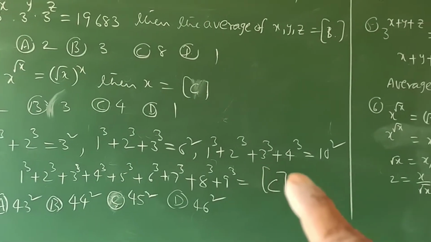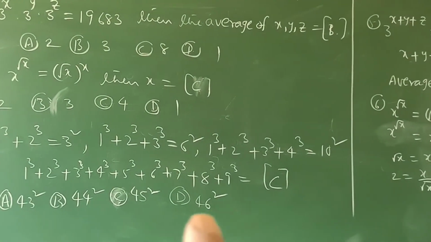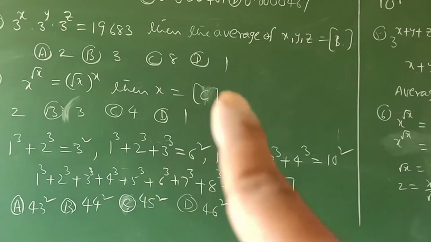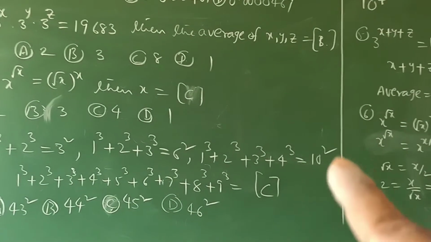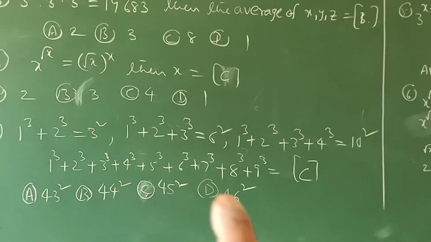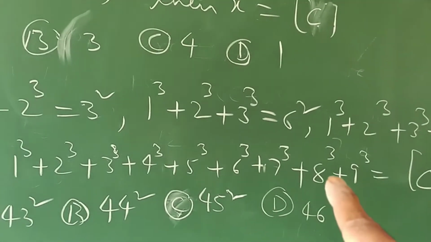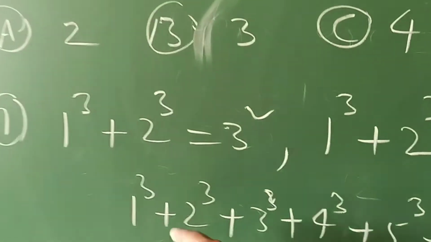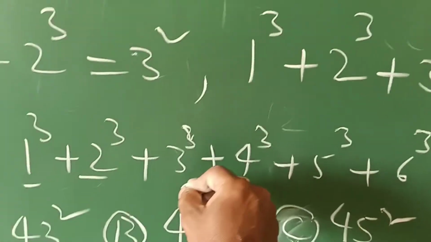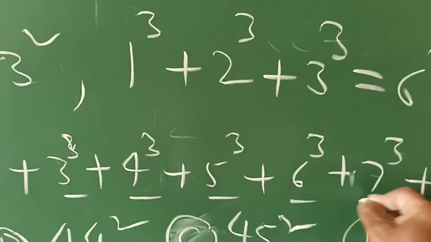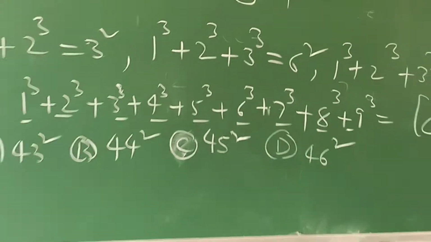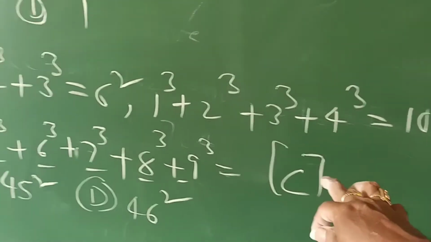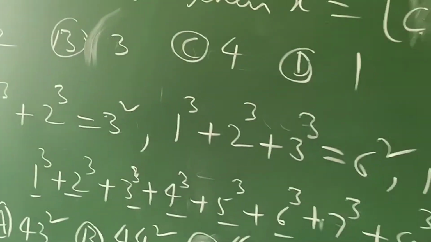1 square plus 2 square is equal to 3 square. 1 cube plus 2 cube plus 3 cube is 6 square. 1 cube plus 2 cube plus 3 cube plus 4 cube is equal to 10 square. When you observe this analogy, the sum of the cubes is the square of the sum of all the bases of the given terms. Therefore the sum is 45. So according to the analogy, we get 45 square. Therefore, the option is C.